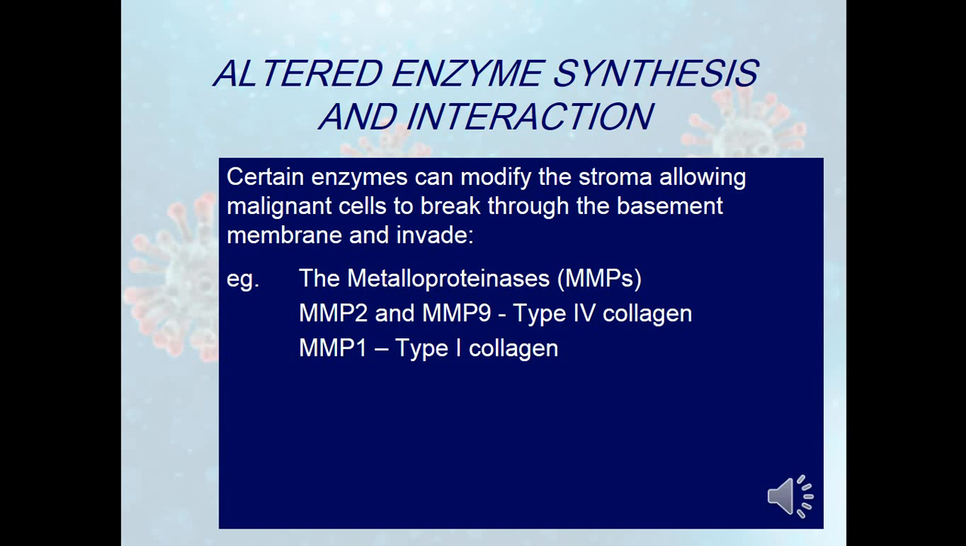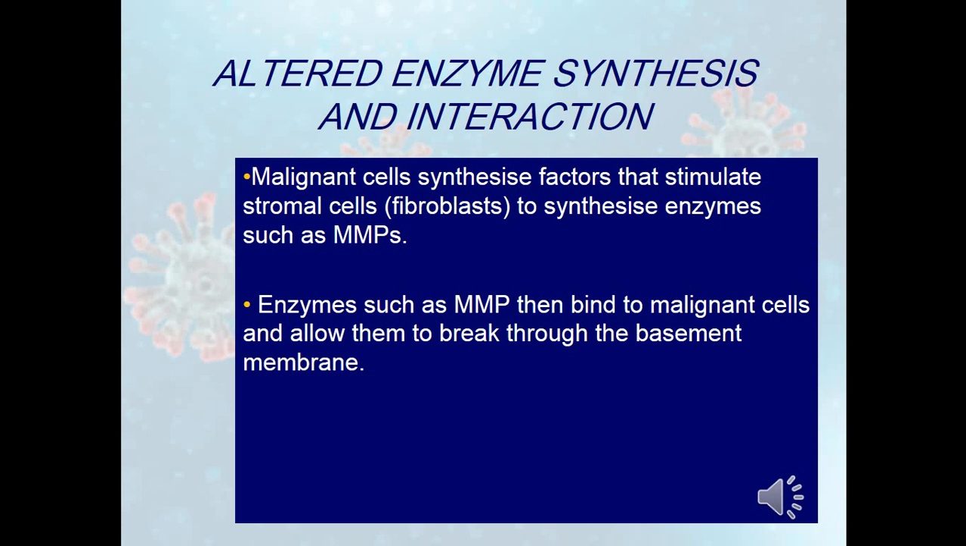We have different types of metalloproteinases. We have types 2 and 9, which degrade type 4 collagen, and type 1, which degrades type 1 collagen. So, malignant cells synthesize factors that stimulate stromal cells, fibroblasts, to synthesize enzymes such as metalloproteinases, which, as we mentioned in the previous slide, play an important role in the breakthrough of the malignant cells through the basement membrane.